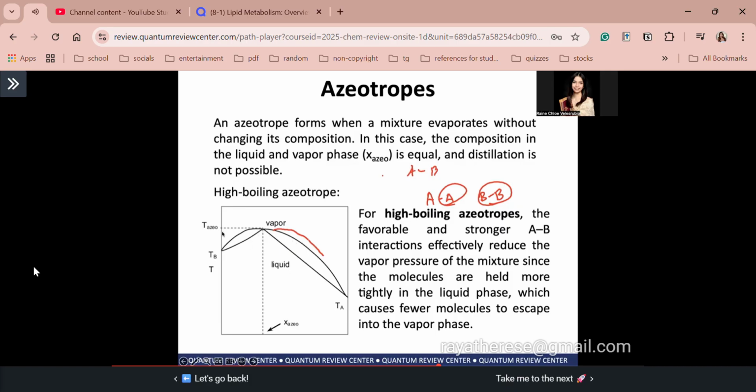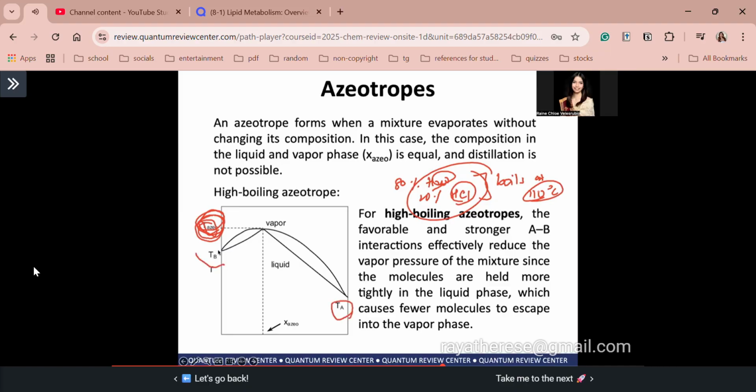So dahil dyan guys, kailangan natin ng much higher boiling point, T azeo, in order to vaporize the liquid mixture. Again, because the vapor pressure is low, because the molecules are held more tightly in the liquid phase. So kailangan natin taasan ang ating boiling point. So for example guys, we have 80% water and 20% HCl. This mixture boils at 110 degrees Celsius, which is higher than the boiling points of water and HCl as themselves. Again, yung mixture na to, its boiling temperature is higher compared to the boiling point of pure water and the boiling point of pure HCl. So ganun din dito guys, as you can see here, the boiling point of the mixture is higher compared to the boiling point of pure A and pure B. Okay, good.